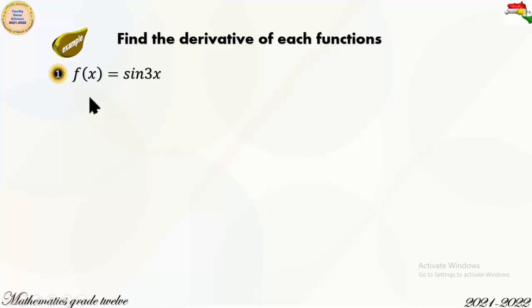F of x is equal to sine 3x. First of all, you have the angle, 3x. Take the derivative of this angle. The derivative of 3x is 3. And now f prime of x is equal to: first of all, write the derivative of the angle, which is 3, times the derivative of sine, which is cosine 3x.